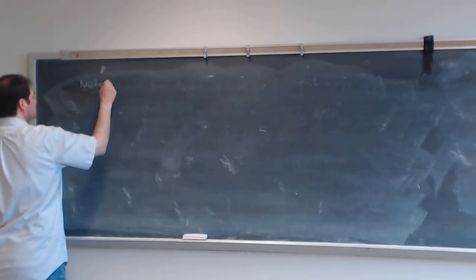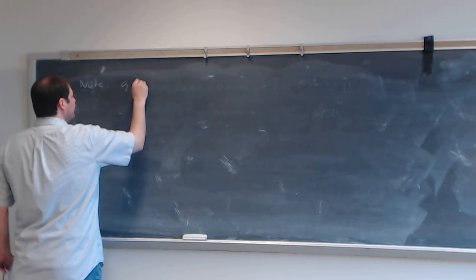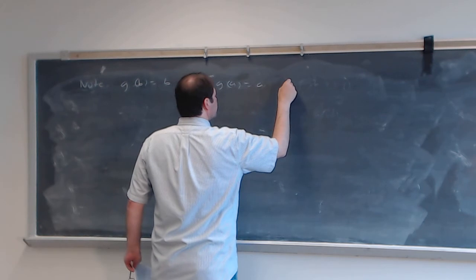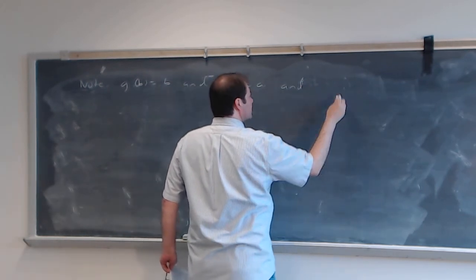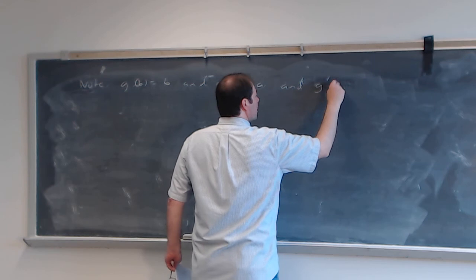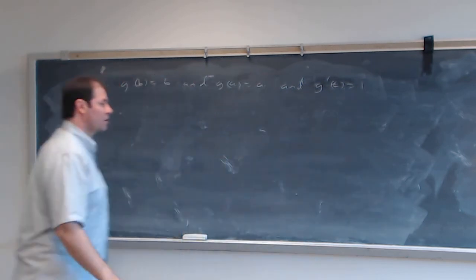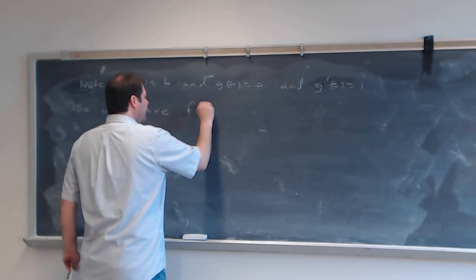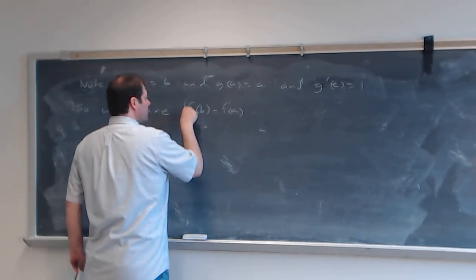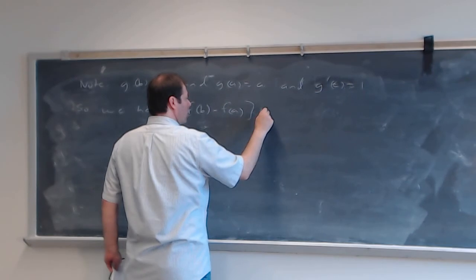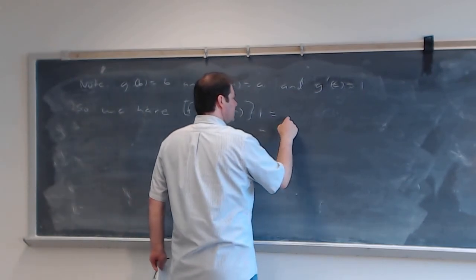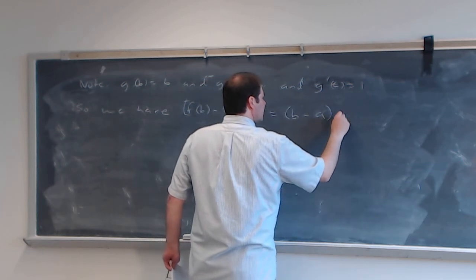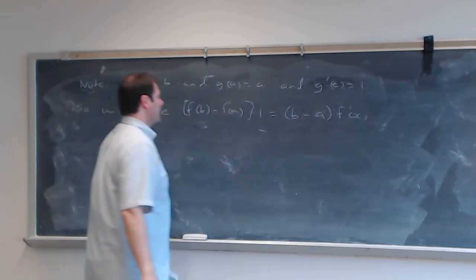Note, g of b, that's equal to b, and g of a, that's equal to a. And since g of t was t, g prime of t equals 1. So we have f of b minus f of a times, it says g prime of x, but that's just a 1, is equal to, well, it said g of b, but that's just b, minus g of a, that's just a, times f prime of x. And that's what we wanted to show.